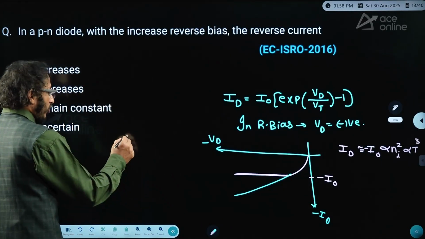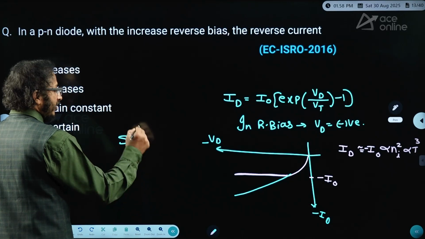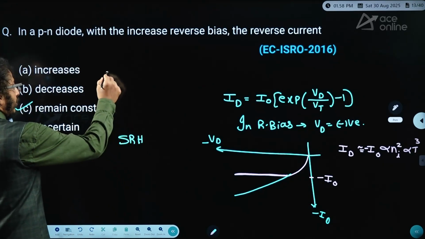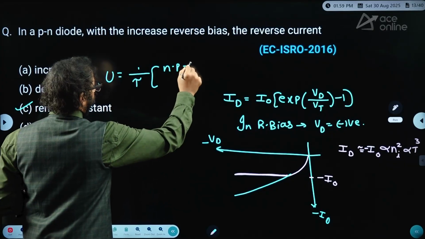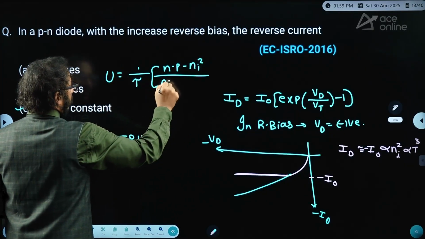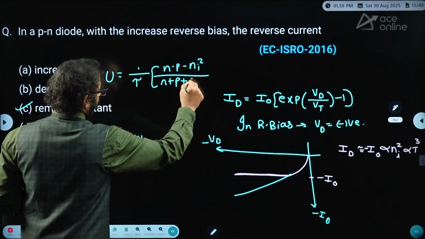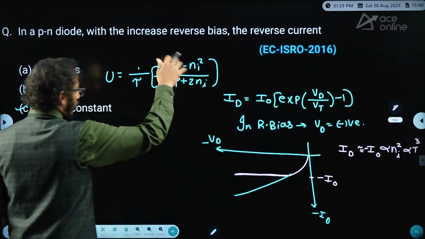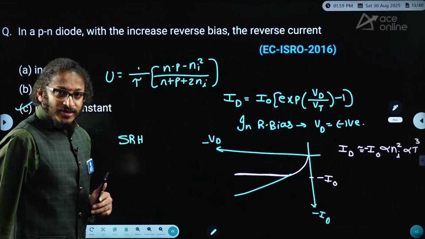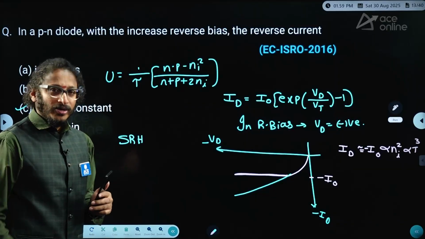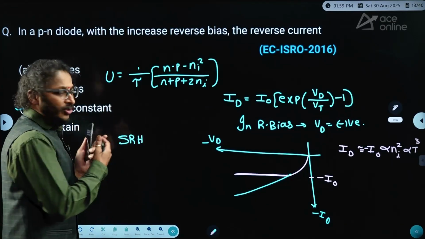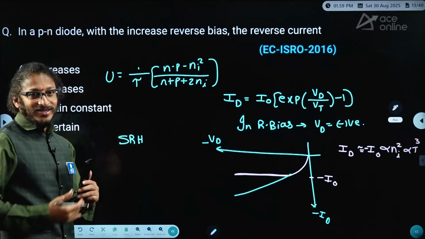SRH recombination, Shockley-Read-Hall recombination. I hope you remember. The recombination rate U is equal to 1 by tau into n times p minus Ni square by n plus p plus, almost like 2 Ni. It is almost like this formula. So this is nothing but the recombination rate, or a generation rate, based on SRH, Shockley-Read-Hall.